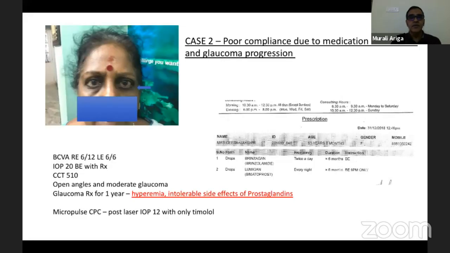Similarly, a patient with very poor compliance and intolerant to all medications which you can think of, prostaglandins, brinzolamide, and even the other drugs like brimonidine. So therefore, the patient was offered the cyclophotocoagulation. She has also done extremely well after this, and now she applies only one medication. You can note the periocular pigmentation and the hyperemia in the eye.